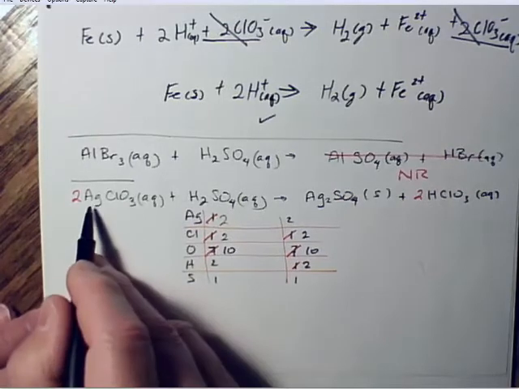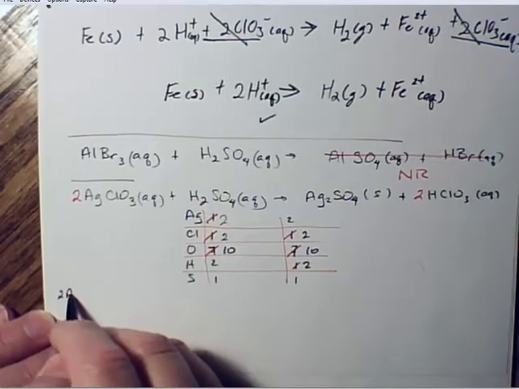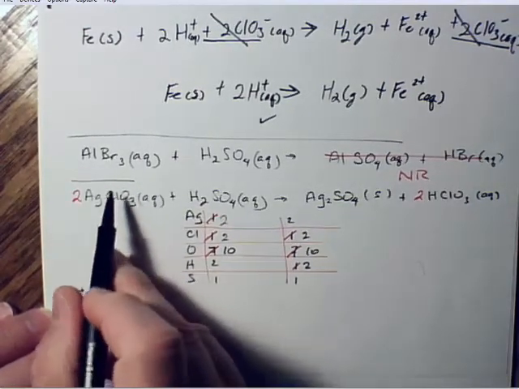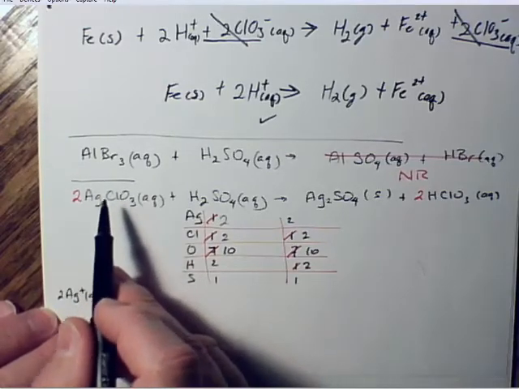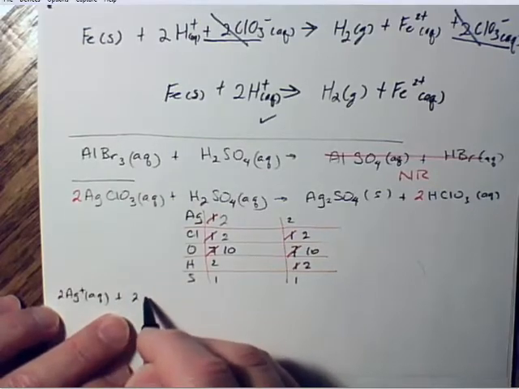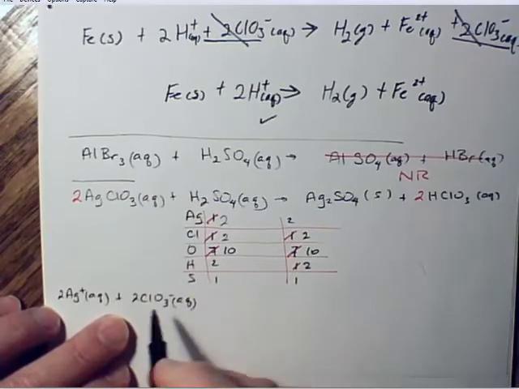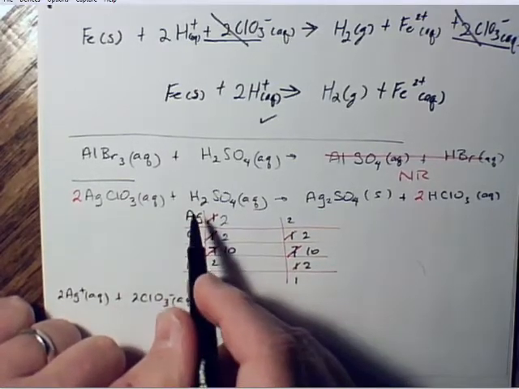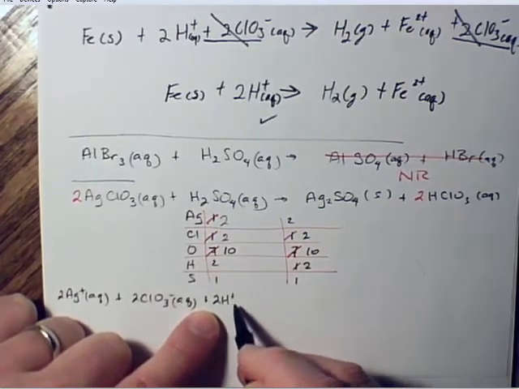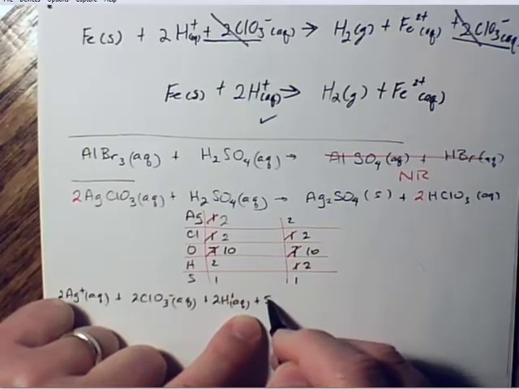All right, so the complete ionic equation, I have 2 silver ions. If the original compound was aqueous, then we split up ionic compounds like this. We're going to show them as aqueous as well. I've got 2 chloride ions. Since I split them up, I'm showing the charges. This acid is aqueous. We're going to split it up. I've got 2 hydrogen ions and 1 sulfate ion.